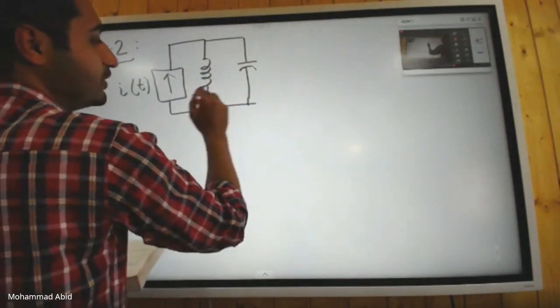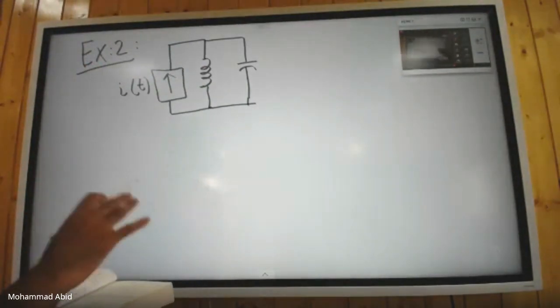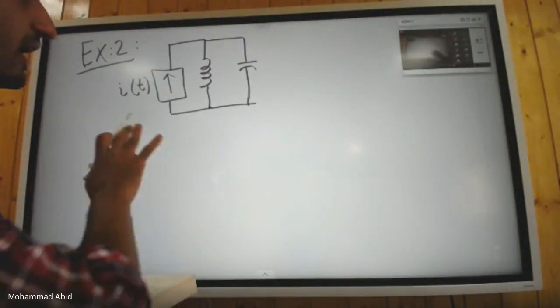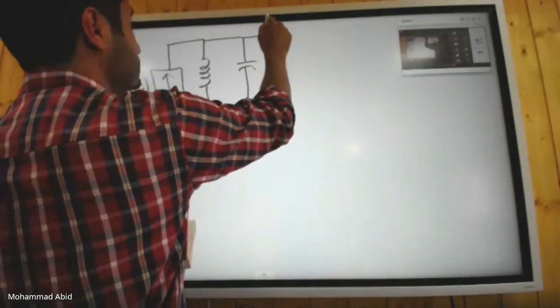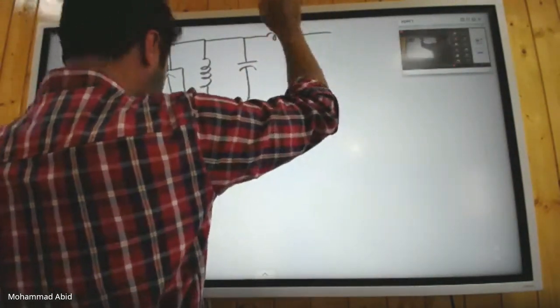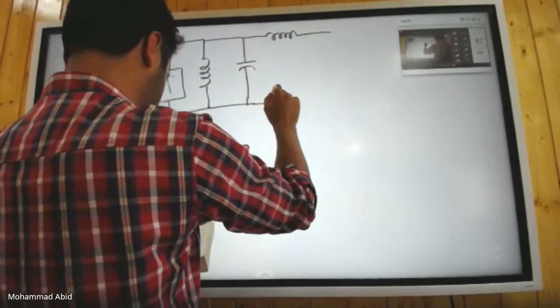Once you get enough practice with the circuits, you can straight away write the state matrix. You don't have to write any equations once you get enough practice. But right now we are just doing it in a step by step manner.